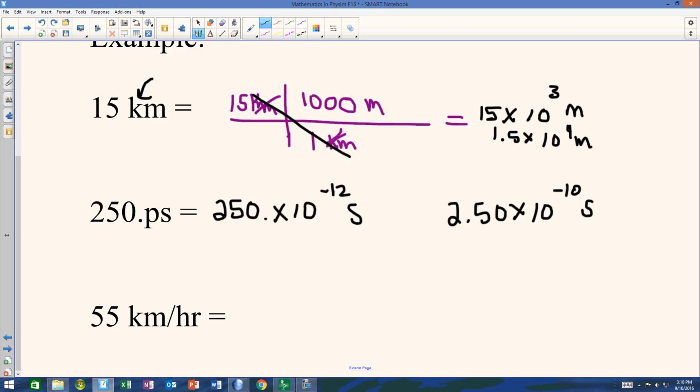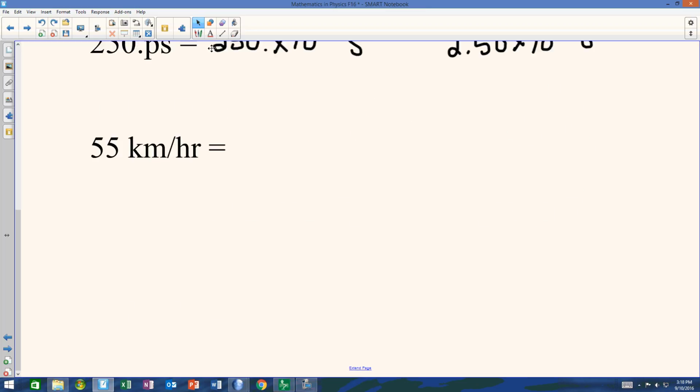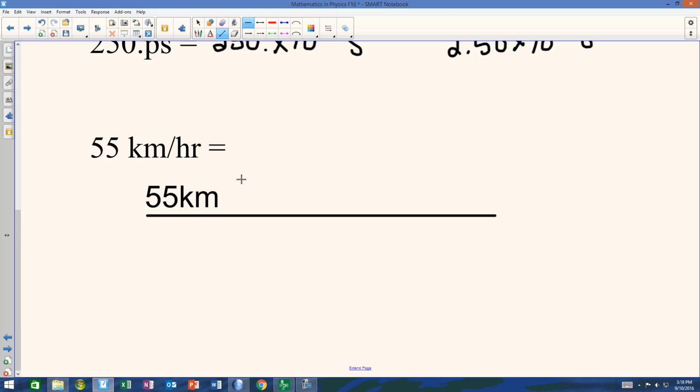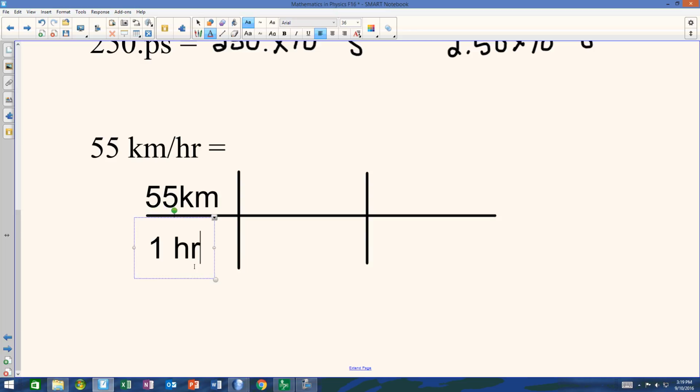Okay? Now, here we get a little tricky. How do we do this one? We have kilometers and hours, and we want meters per second. So let me show you how to do this one. We're going to take the 55 kilometers, and then I'm going to draw 2 fence posts. I don't know if that's what you call these things. That's what I call them, because it looks like a fence. Okay, and in the bottom here I'm going to put 1 hour. Okay, 55 kilometers divided by 1 hour is 55 kilometers per hour.